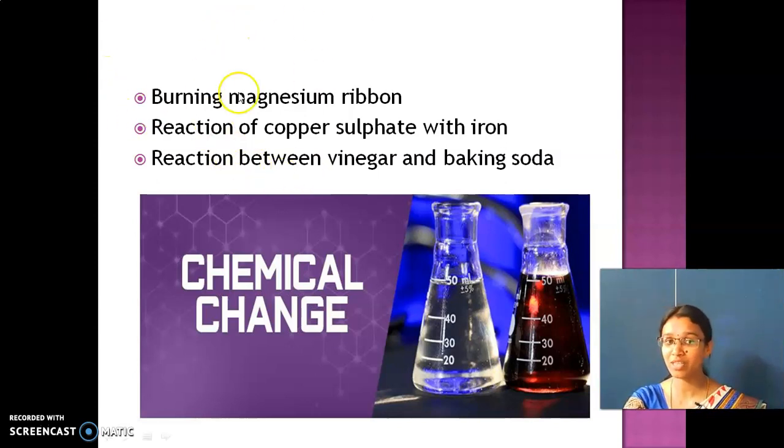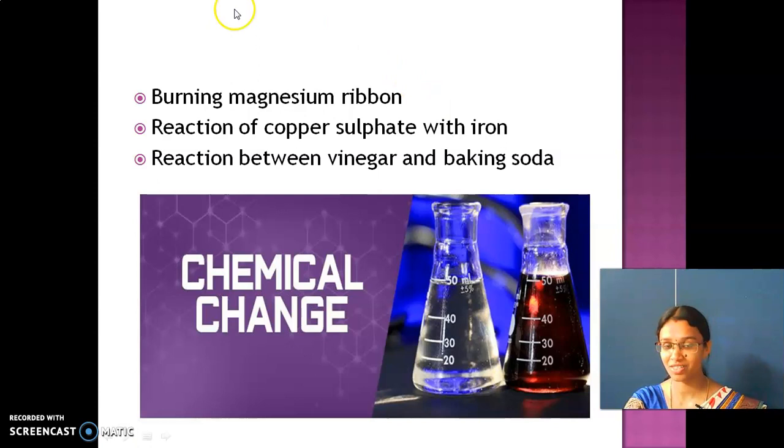Okay, tell me what is the new substance produced in this reaction when burning a magnesium ribbon? Yes, ash is produced. So what is it? Magnesium oxide is produced there. And if we dissolve that in water, we get magnesium hydroxide. In the second equation, when copper sulfate reacts with iron, what is the new substance formed? Yes, iron sulfate is the new substance formed, plus copper.